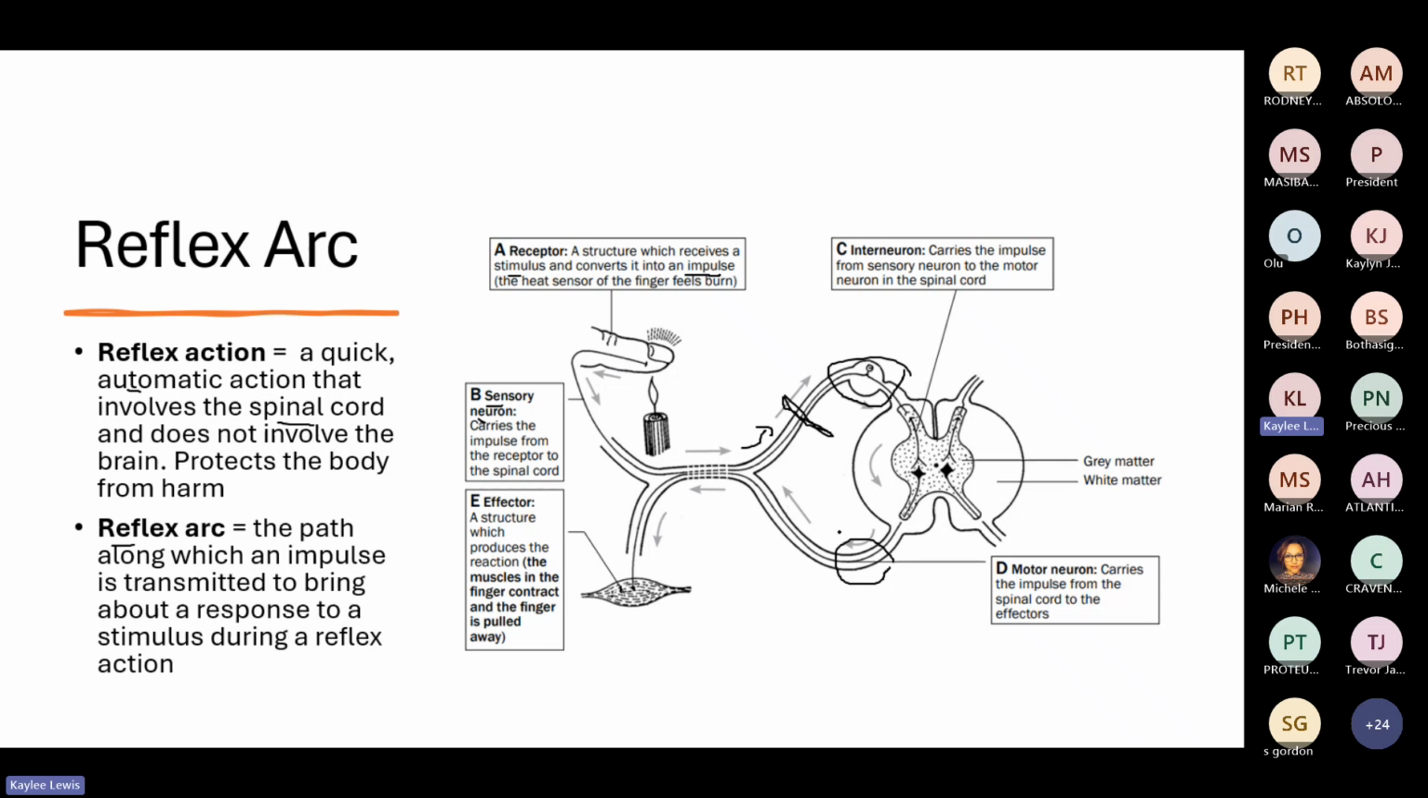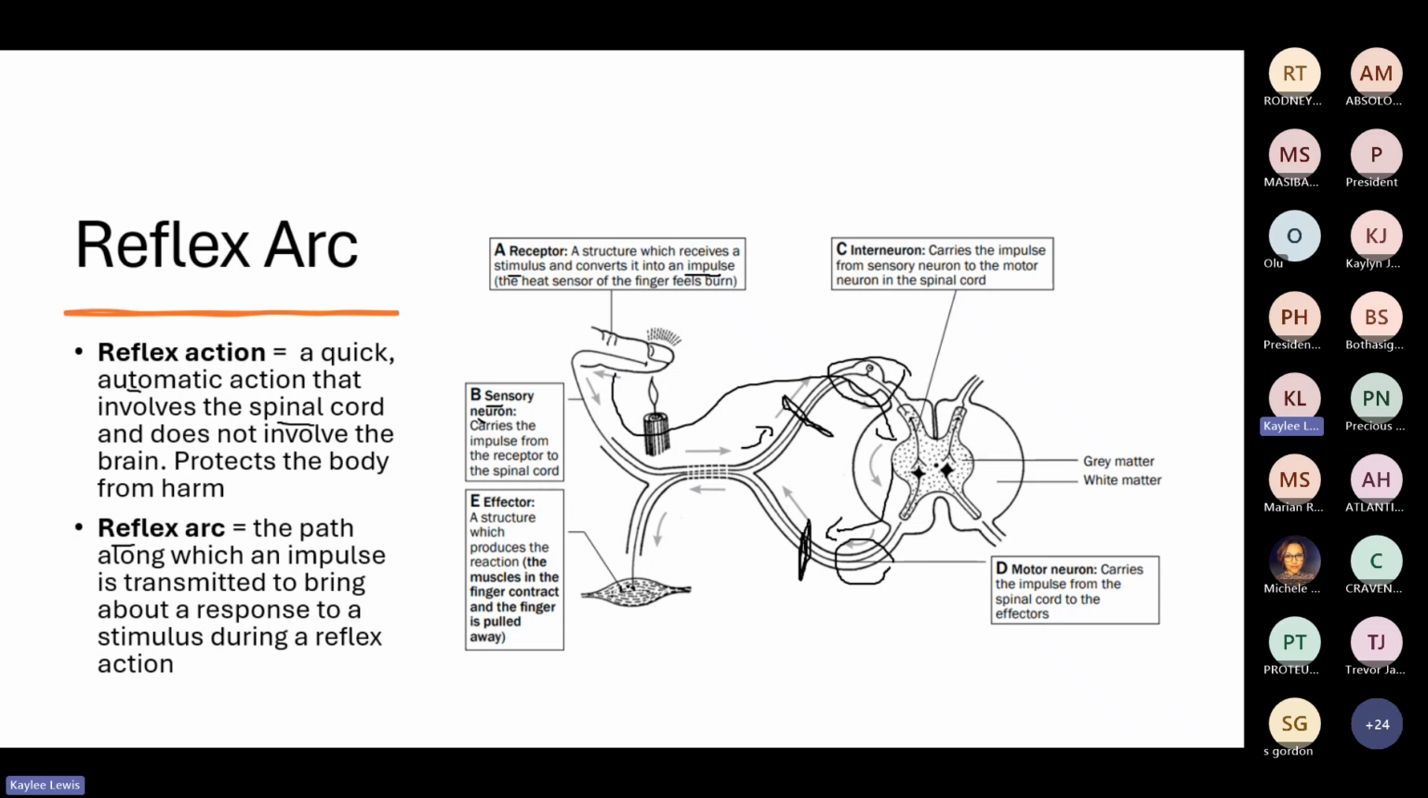Or they could say, what happens if there is damage to this neuron, which is a motor neuron? That means the person can feel the stimulus, knows what to do, but the impulse cannot go past this point. So it won't be able to respond. It cannot move. The muscles and the glands would not be stimulated to respond.